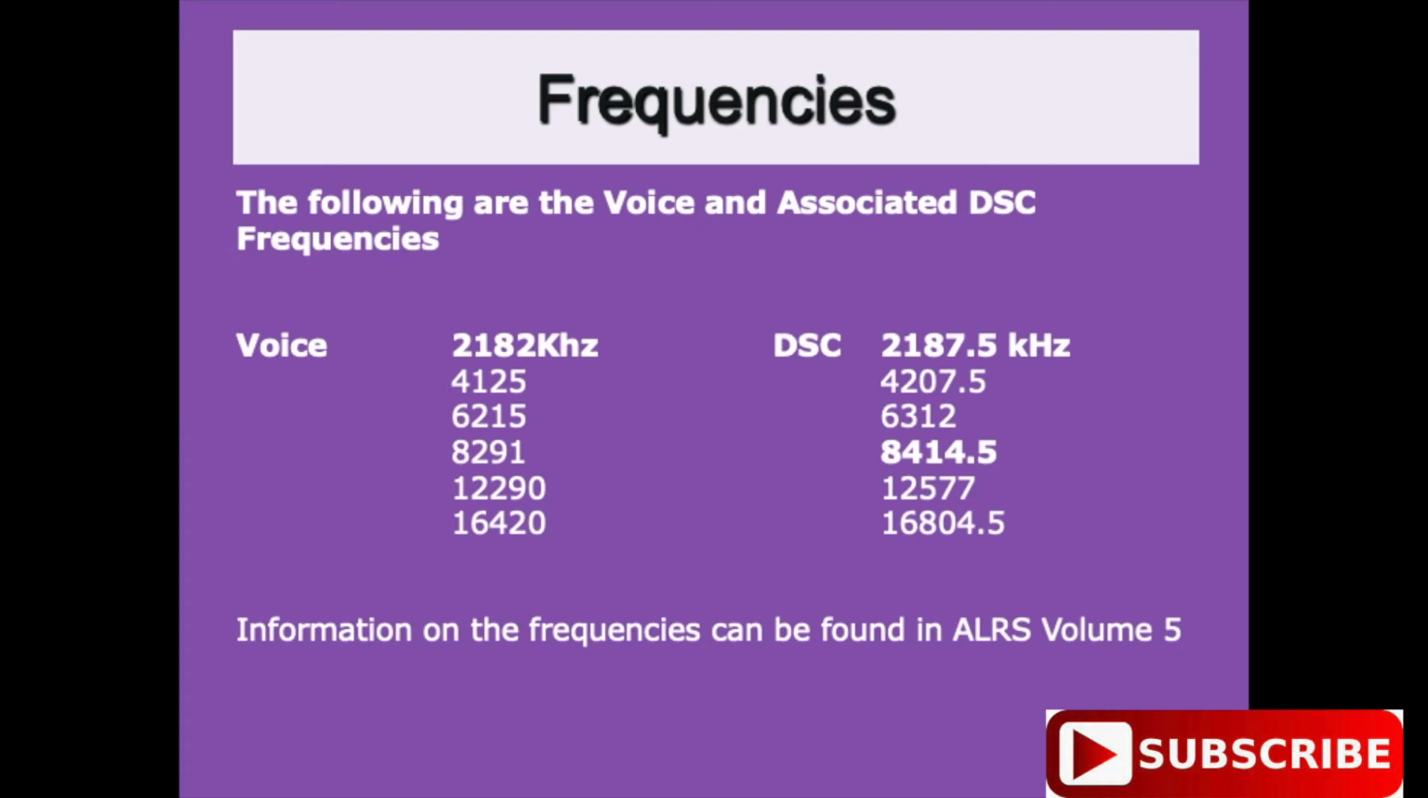And for this frequency, you will be getting all the information in ALRS Volume 5. So, which volume gives the information about GMDSS? It's ALRS Volume 5, Admiralty List of Radio Signals Volume 5.